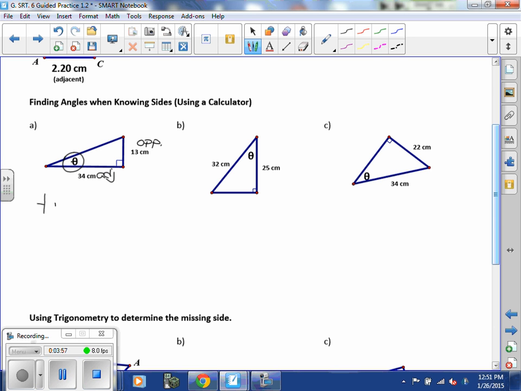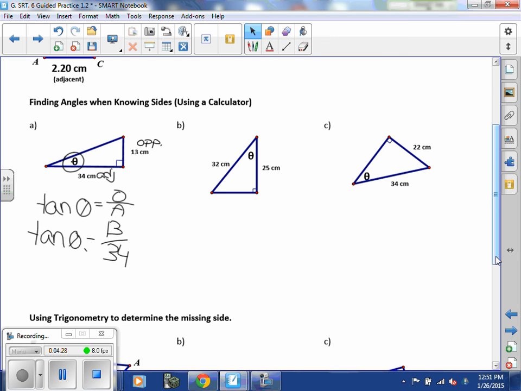Tan. I have to see tan theta. It's got to be the angle, or in this case, the angle's named theta. I have to see tan theta equals opposite over adjacent. That's the first thing I want. Then we plug in. So I'm going to refer to the board over there. So we have 13 over 34, which is fine. That's perfect. And then it said, find the angles when you know the size, use a calculator.